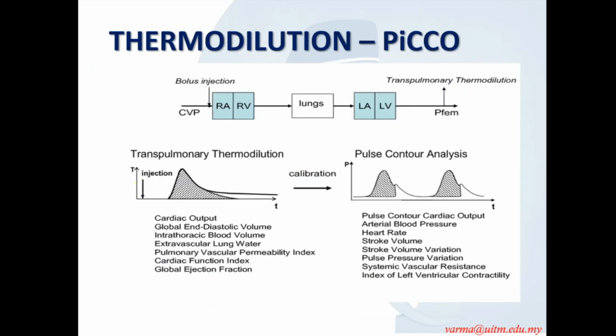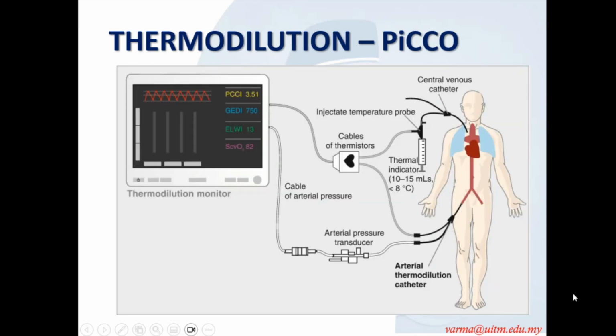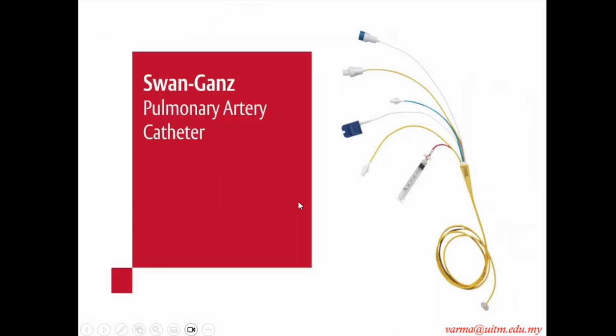This is PICO. PICO uses the same method as well, transpulmonary thermodilution. I'm not going into depth of it. It's almost the same. It's just that from here, instead of a pulmonary artery catheter, they use a central venous catheter and an arterial catheter. It's just a different device, but the concept is the same.